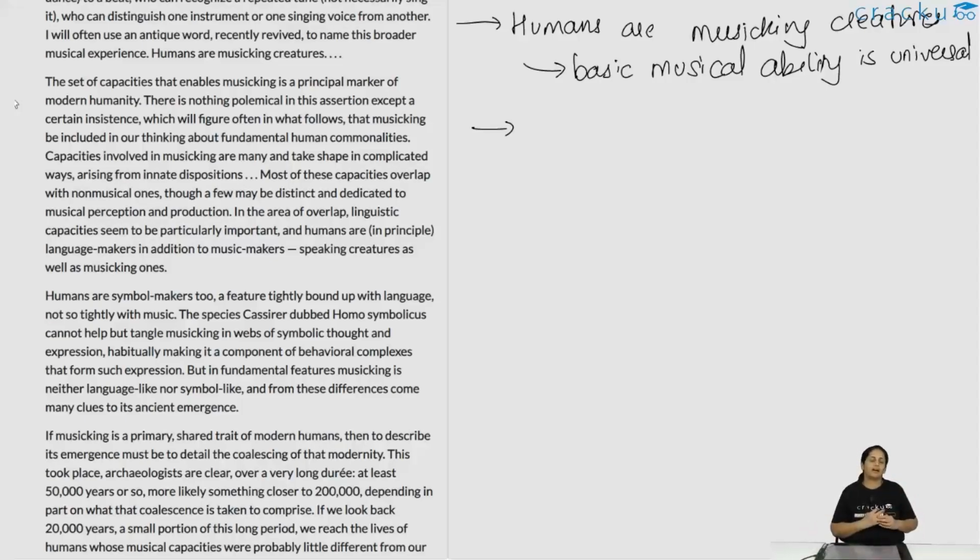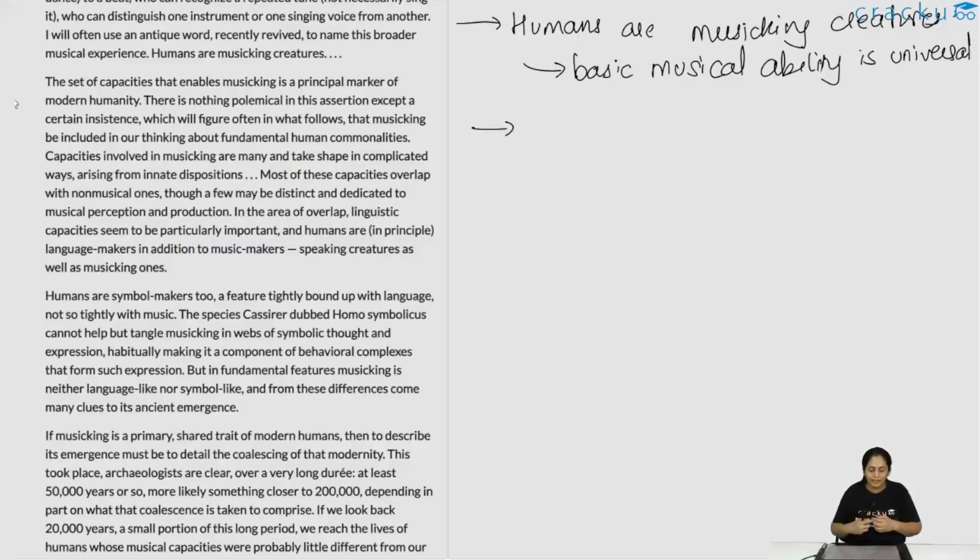What do we mean by marker of modern humanity? When you see humans as a species, what is a characteristic of modern humans? What is the characteristic of us as modern humans as compared to prehistoric humans? And that is essentially our ability to understand music. Musicking is one of the characteristics of modern humans as such.